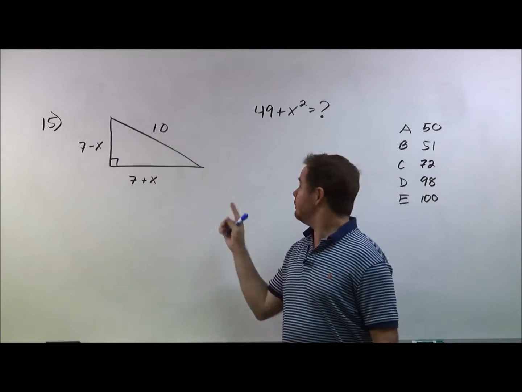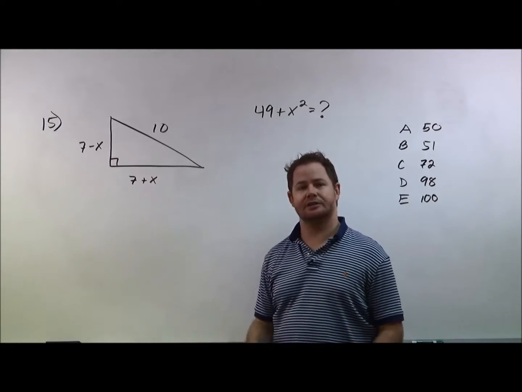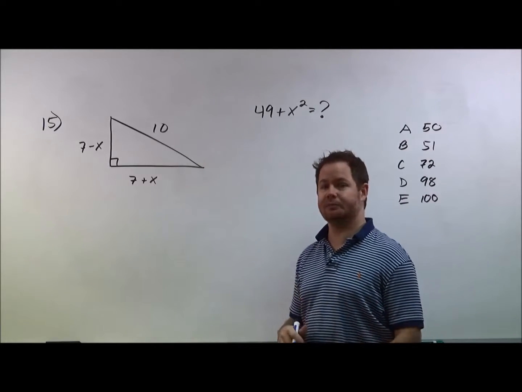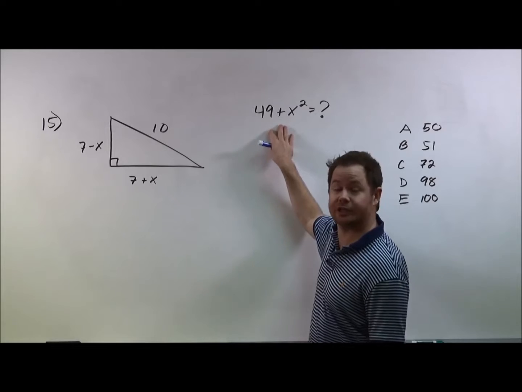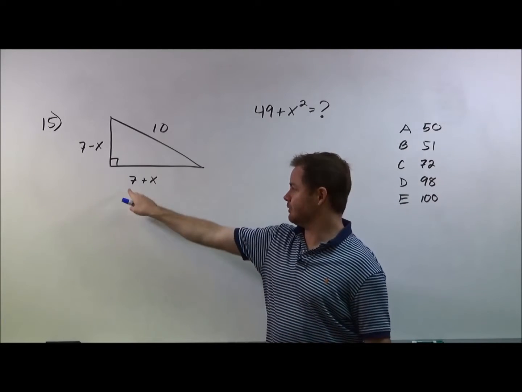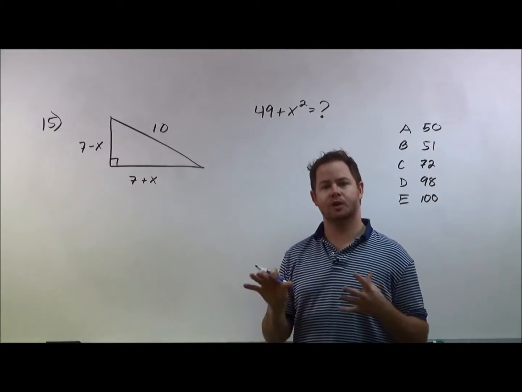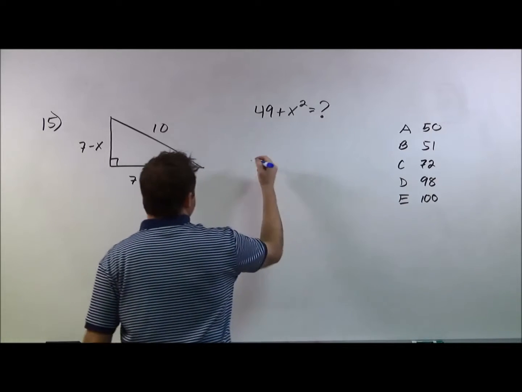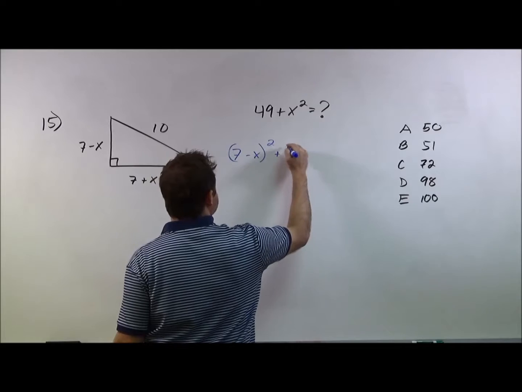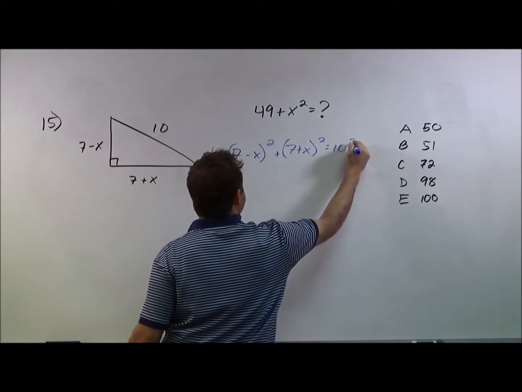And if we look at what they're asking for, 49 plus x squared, well, if we have a 7 and an x in each expression, then it makes sense to think that squaring each of those might help us get pointed in the right direction, since they're asking for 49 and x squared, which are the perfect squares of 7 and x respectively. So let's try the Pythagorean theorem on this and see what we get. So (7 minus x) squared plus (7 plus x) squared equals 10 squared.